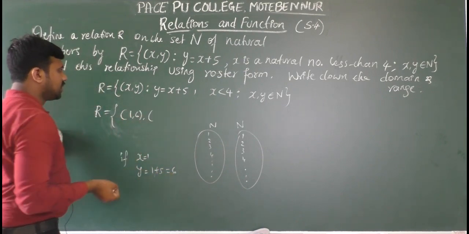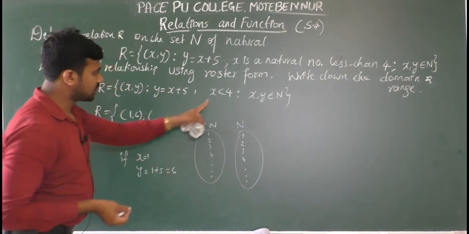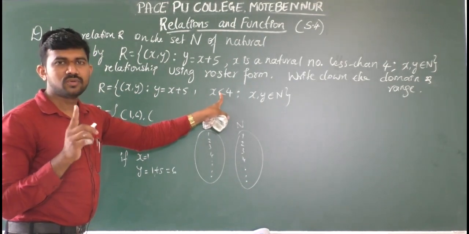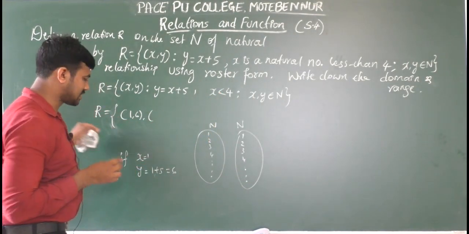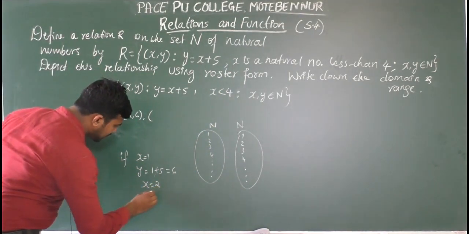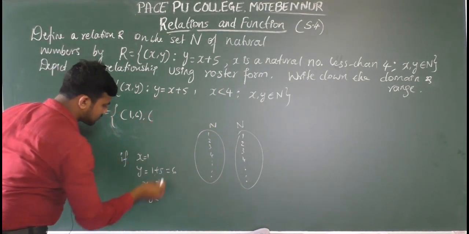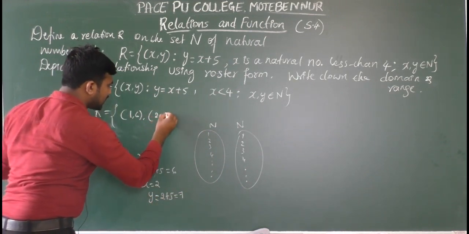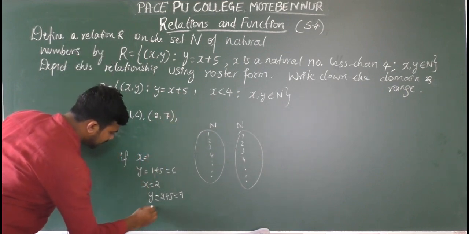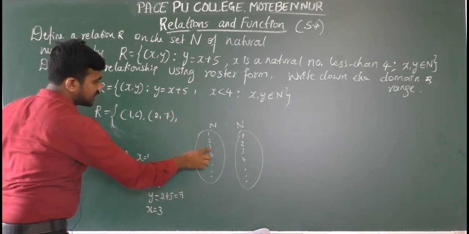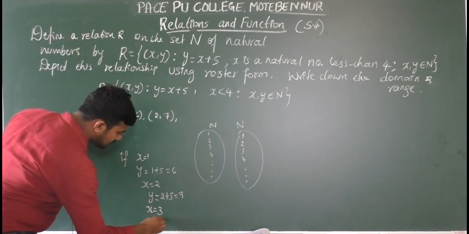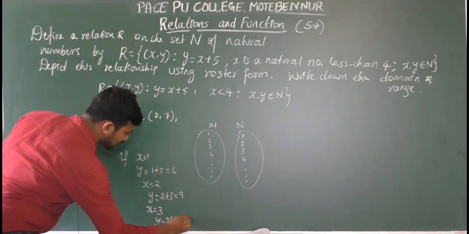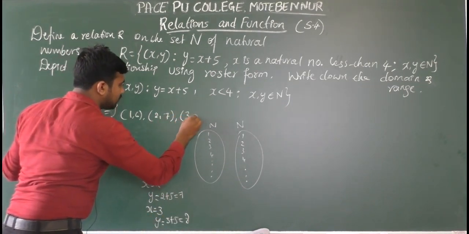Always remember the given x is strictly less than 4, so x can take the values 1, 2, 3. Only 3 numbers we have to take for x. If x is equal to 2, then y is x plus 5, that is 2 plus 5, which is 7. So 2 is related to 7. Next, if x is equal to 3, then y is 3 plus 5, which is equal to 8. So 3 is related to 8.